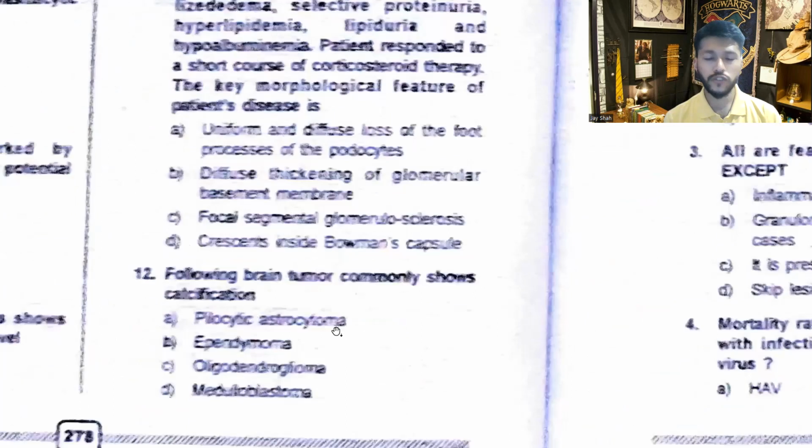Following brain tumor commonly shows calcification. Remember, it's ependymoma. Most common brain tumor, pilocytic astrocytoma. Showing calcification, ependymoma. Medulloblastoma, skip metastasis, cerebellum.